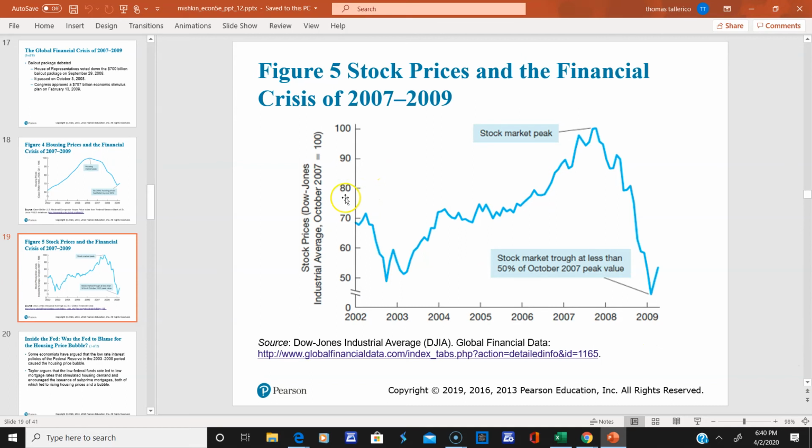And you can see stock prices, everything was going up. Everything looked real rosy. Look at stock prices going up. And then here was the stock market peak. And then boom, there's the crash right here. So it really dropped. The Dow Jones Industrial Average was at about 50% of its peak value right there. So you can clearly see what happened here.